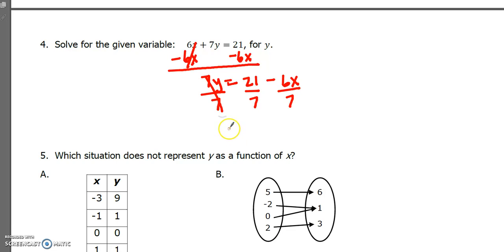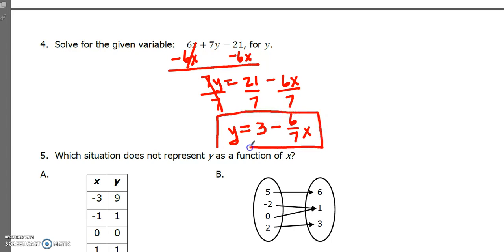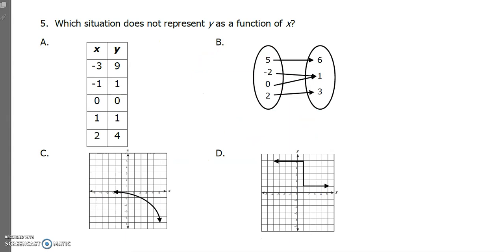and then I divide everything by 7. So the 7 is gone. 21 divided by 7 is going to be a positive 3. 6 will not be divided by 7 evenly, so I'm just going to leave that as -6/7x. So y equals 3 - 6/7x.